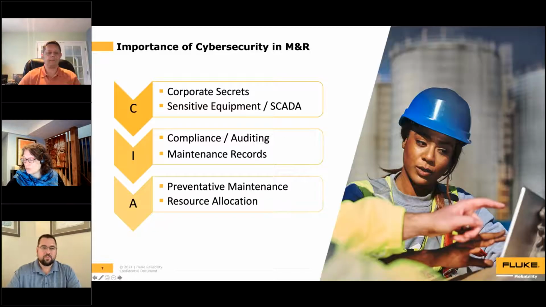So moving on, just some very key examples in manufacturing and reliability for the CIA triad, right? So confidentiality, what are we talking about? Corporate secrets, your sensitive equipment, your SCADA, your PLC data. If this is all about having, like I said, the right people accessing the right information. Especially with IoT devices too, we need to make sure that those connections and that information is confidential.